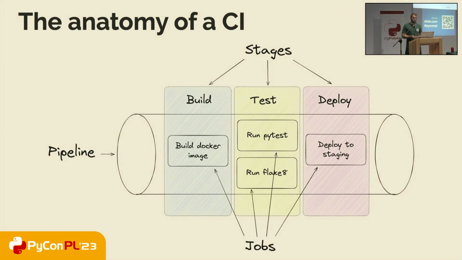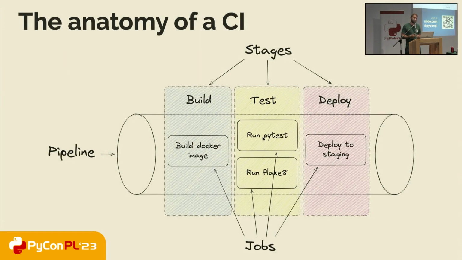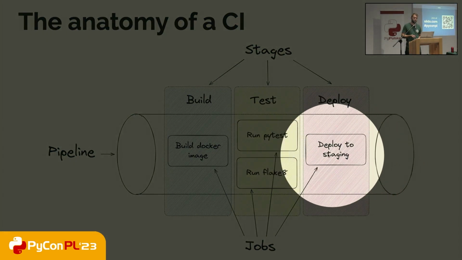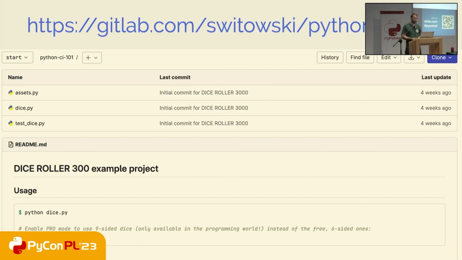And finally, each stage consists of one or more jobs, and jobs are basically a set of commands that are executed. So the run PyTest job can be as simple as just running the PyTest command, but for example, the deploy job can have multiple steps, like preparing the release, pushing the code to the server, SSHing to that server, and then restarting the web server.